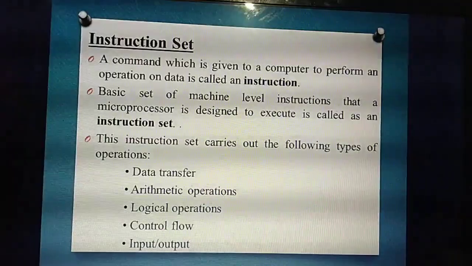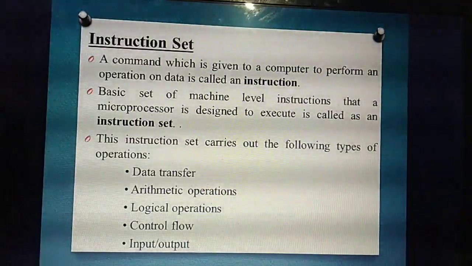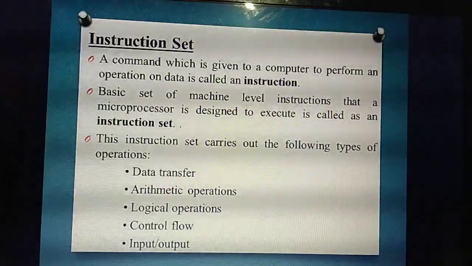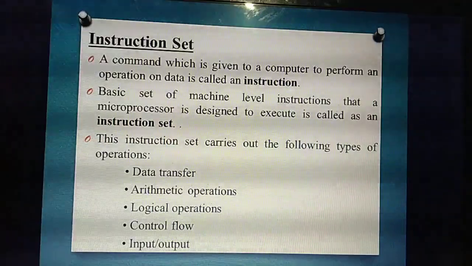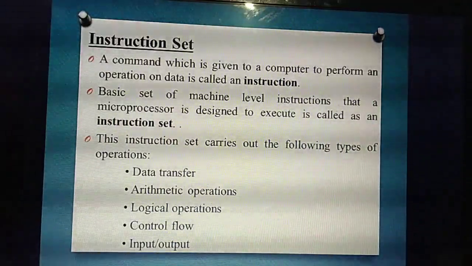So that instruction is carried out by whom? Now we are studying about whom? Microprocessor. Which component? Microprocessor. Understand? So we are giving all the input by means of instructions or commands. Okay. What's the use of this command?